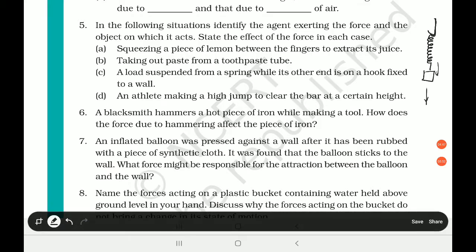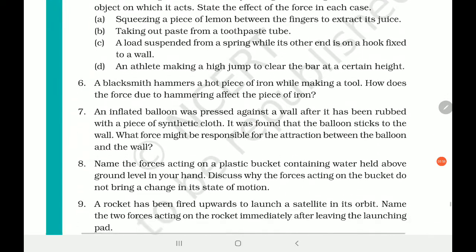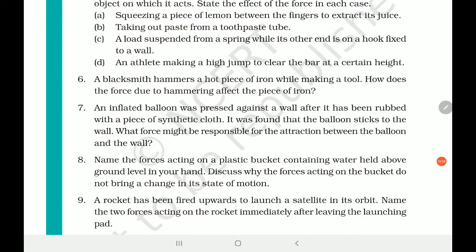A blacksmith hammers the hot iron piece while making a tool. How does the force due to hammering affect the piece of iron? So, when the iron rod is heated, it becomes soft, and when it is hammered, it changes its shape.